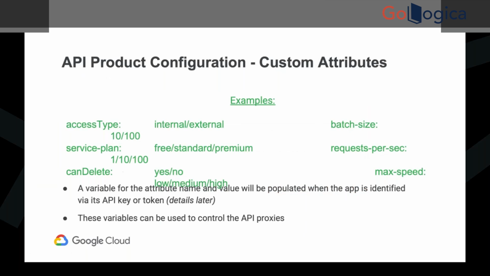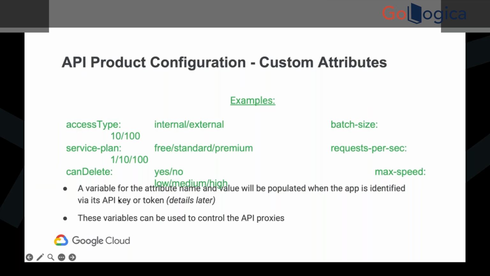Here are some other examples of custom attributes. For example, you can have access type, which is either internal or external. Batch size, as in if someone is sending you an array, how many items within the array you are allowing. Or a service plan, free, premium, whatever. Requests per second is usually done in the quota anyway. And whether you want to allow a delete operation or not. Anything based on the requirement you can define, like max speed, low, medium.